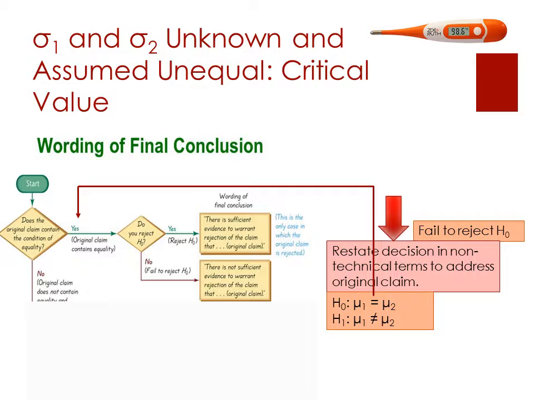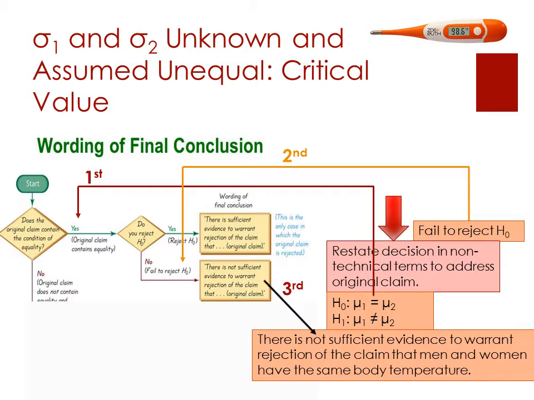Now we see the next question we have is, do you reject the null hypothesis? Right? And so we're going to go back and look at our decision here. You can see that with the yellow arrow, yes, we failed to reject our null, so we're going to be using this bottom box here. And so when we're looking at this for our third step, here you can see our first, second, and third step. Then we use the language, there is not sufficient evidence to warrant rejection of the claim. And then you're going to have the original claim. And again, here that's referring to the null. So the claim that men and women have the same body temperature. So this is how to use this particular flowchart for wording the final conclusion.